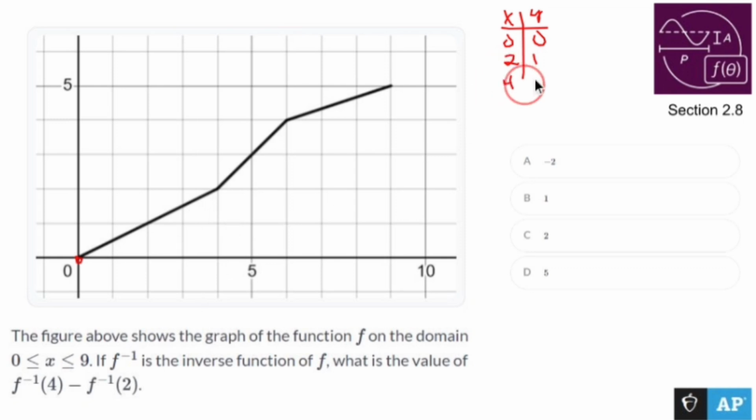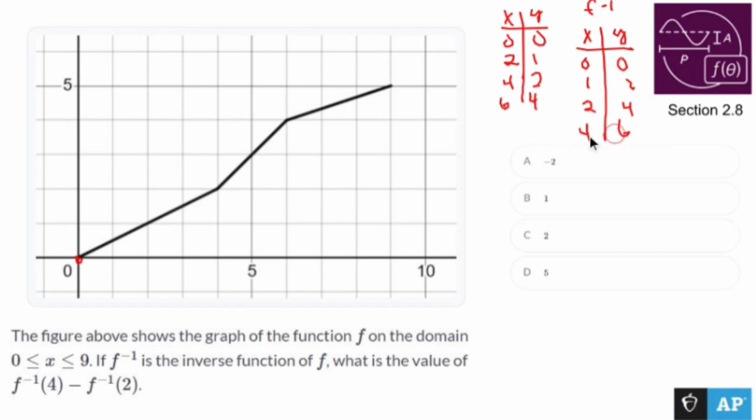4 appears to be 2, and that other 4 is probably going to show up. So let me see. 6 appears to be 4. The inverse would be if I were to completely flip these guys around. All right, so 0 is still 0, but 1 is now 2, and 2 is now 4, and 4 is now 6.